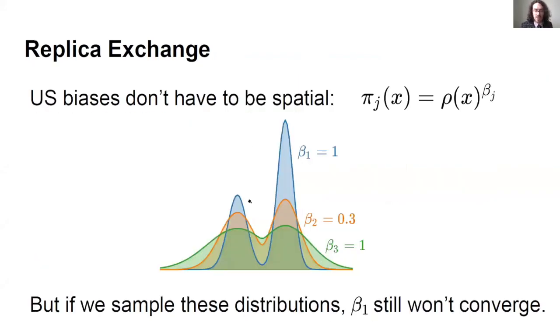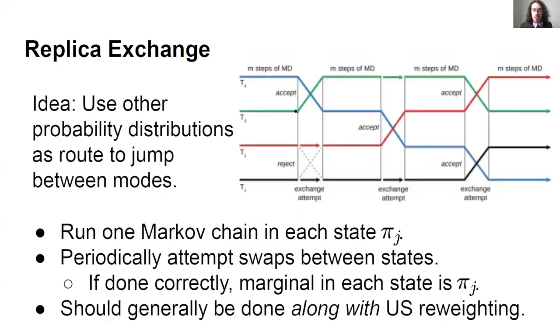The idea is I'm going to start a chain in beta 1. I'm going to define a swapping procedure where I swap the chain in beta 1 and beta 3. I'll let it move through beta 3, and then I'm going to swap back to beta 1. And this is visualized here.